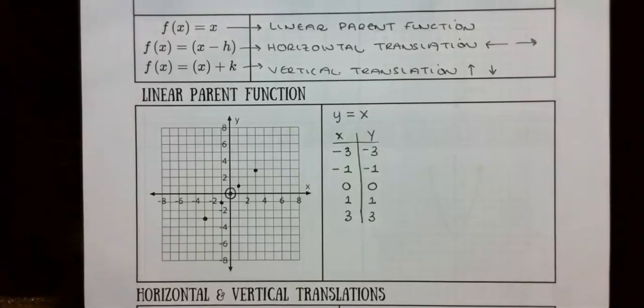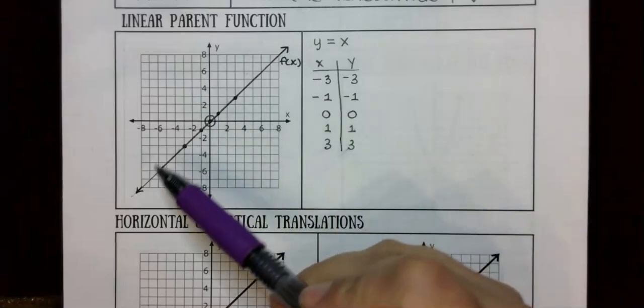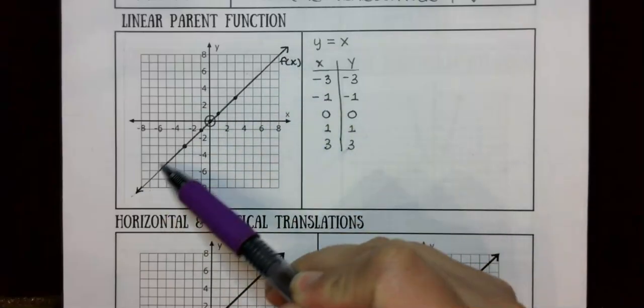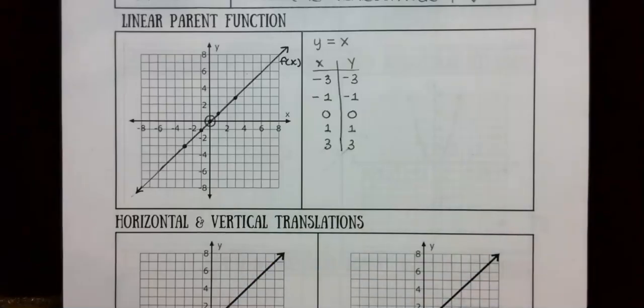So we're going to call all our parent functions f of x. And then we're going to call all the other functions or graphs that we create something else. All right, so notice that I have the linear parent function. It is a line. Notice that it goes through the origin and it has a positive slope. This is going to be the template that we use and we compare to. This is the original graph before any changes have been made.